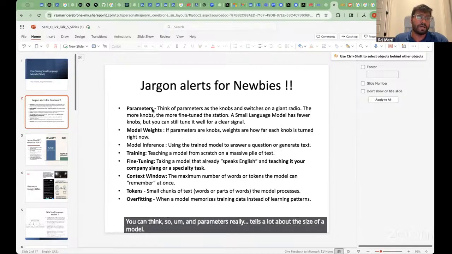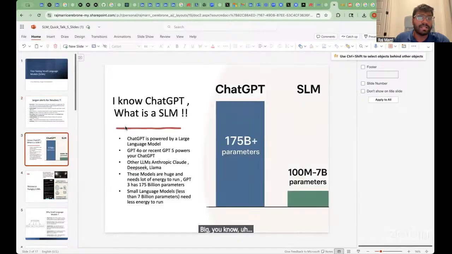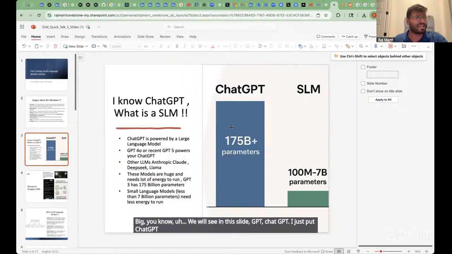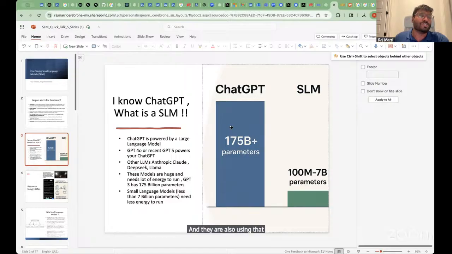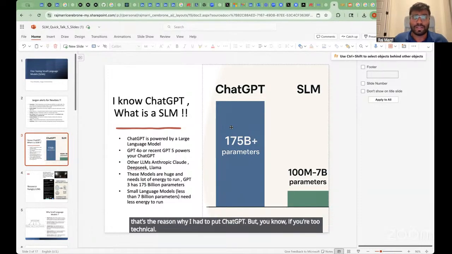We will see in this slide ChatGPT. I put ChatGPT because ChatGPT is a product from OpenAI, but it's actually powered by a GPT model. But I had to put just ChatGPT because I know that's what most people are using now, and they use it interchangeably with GPT. So that's the reason I put ChatGPT. But if you're too technical, just excuse me.